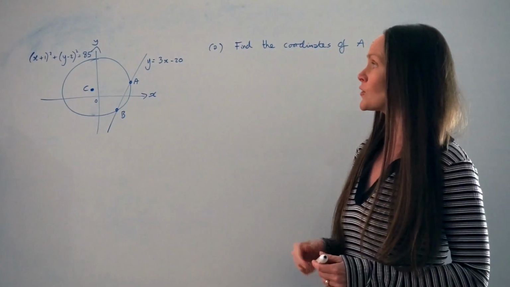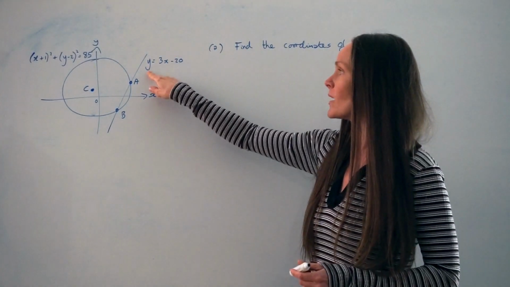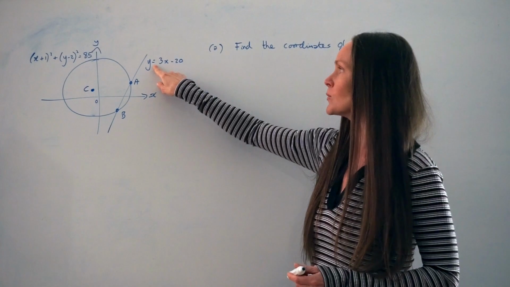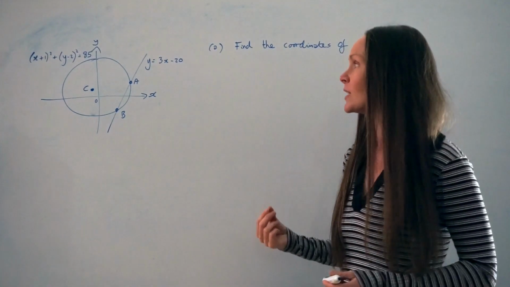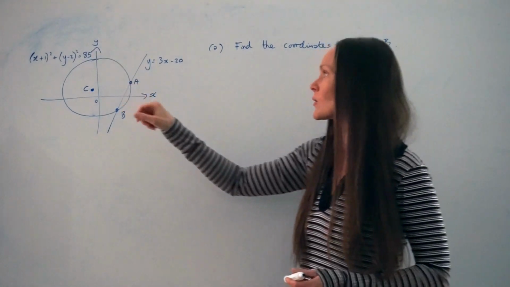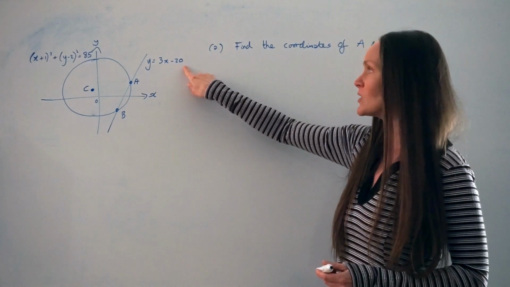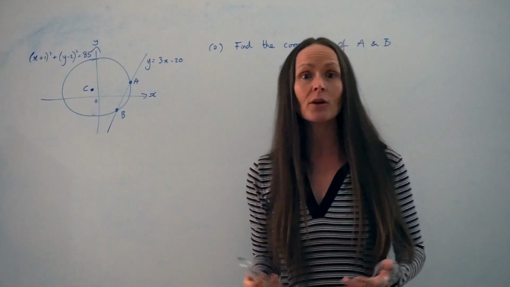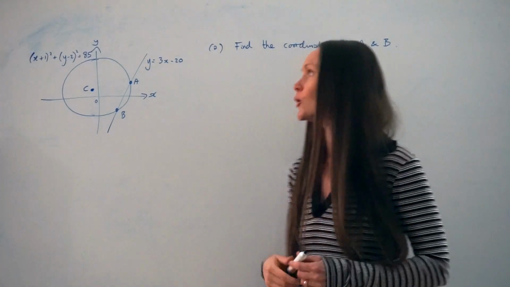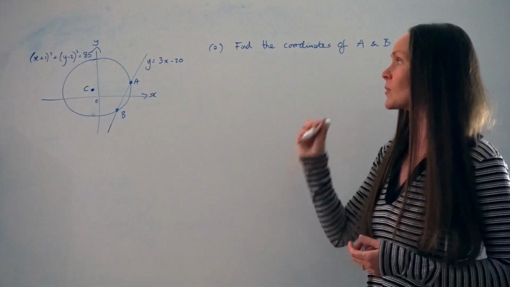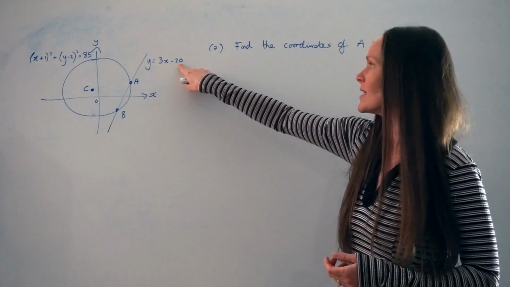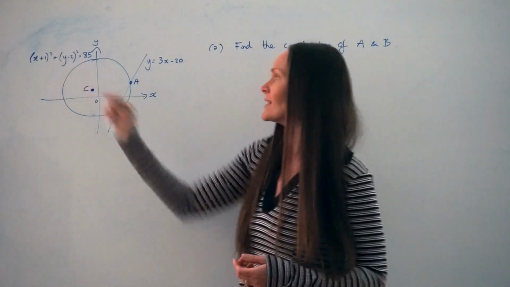The equation of the straight line is rearranged so that y is the subject. It says y equals. So I'm going to replace the value of y in the equation of the circle with 3x minus 20, as then I'll have an equation with only x as the unknown, which I can solve for x. I'm going to start by substituting this in place of y.